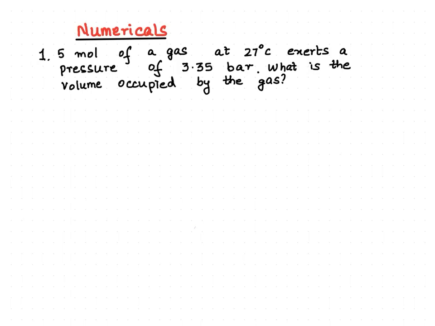It says 5 moles of a gas. As already explained, why don't you try doing the numerical yourself first before seeing the solution? So what do we have over here? We have the number of moles of the gas as 5 moles, at 27 degrees Celsius. So what's the temperature in Kelvin? 27 plus 273 gives us 300 Kelvin. It exerts a pressure of 3.35 bar.